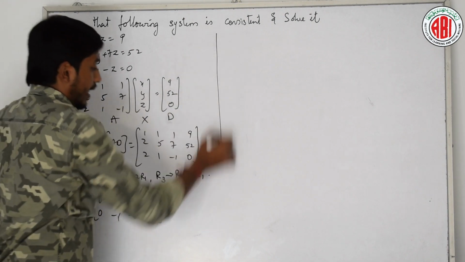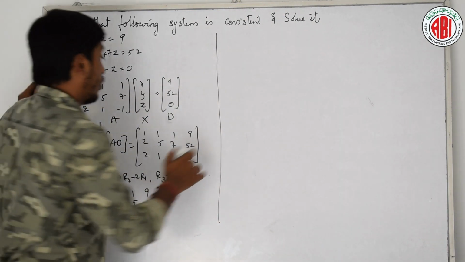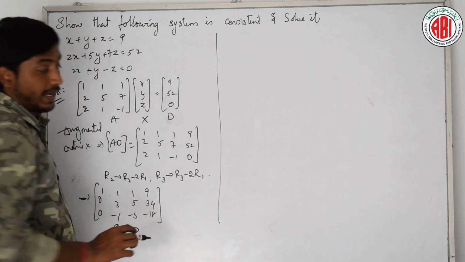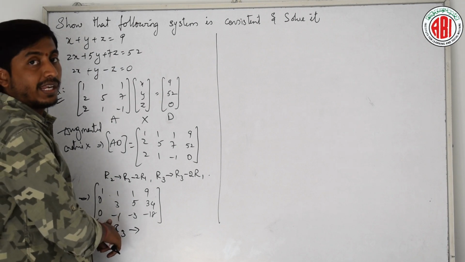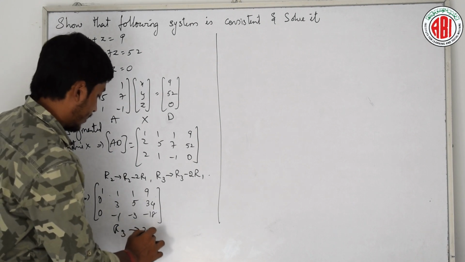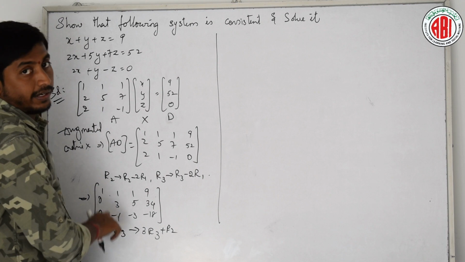Fine. And the next, what is the next step? I have to make this minus 1 as 0. How to do? Which row transformation I have to use now? At least you have to know by now. This is 3. This is 1. 1 ke table mein 3 kab aata? Into 3, right? That is 3R3 plus R2. Since here it is minus, I have to add it.